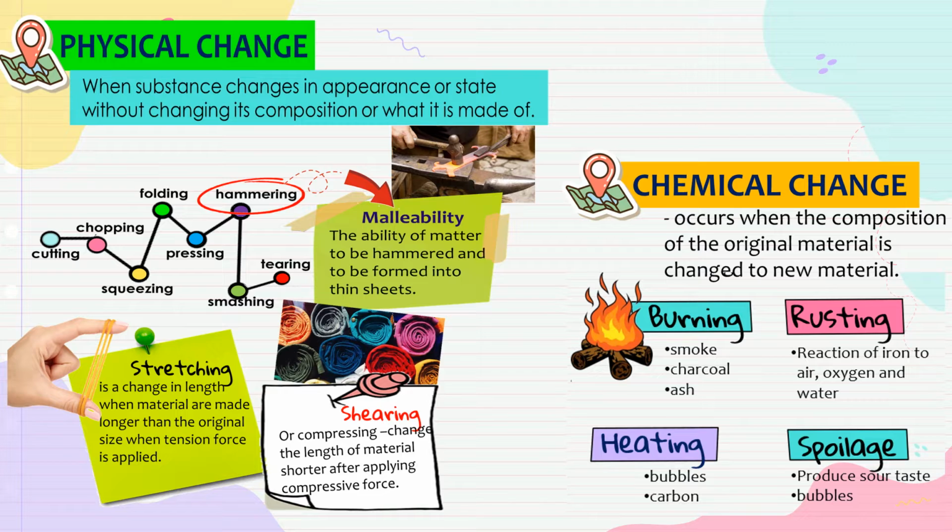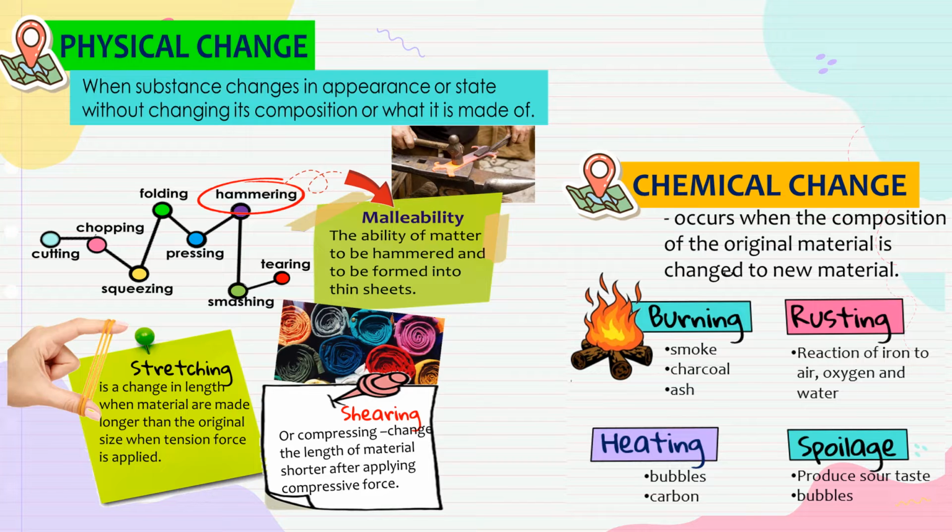Another example of physical change is malleability. This is the ability of matter to be hammered and formed into thin sheets. We also have stretching. Stretching is a change in length when a material is made longer than the original size when tension force is applied. We also talked about shearing or compressing. It makes the length of a material shorter after applying compressive force.